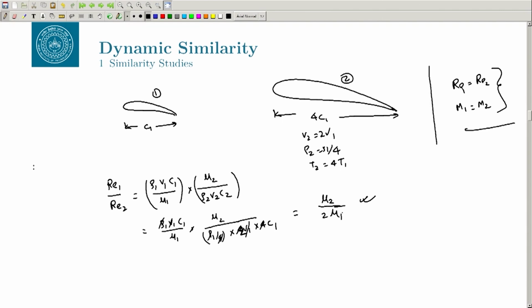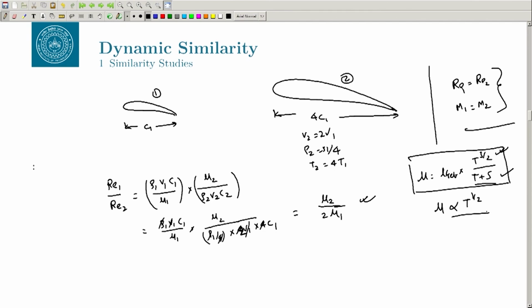right. Now, you know the variation of mu, you know the Sutherland's law. So, it goes as mu equal to some mu reference multiplied by T to the power 3 by 2 by T plus S. This is the Sutherland's law that we have discussed. So, roughly, because this is T to the power 3 by 2 and this is T, you can say roughly mu varies as T to the power half, square root of T.